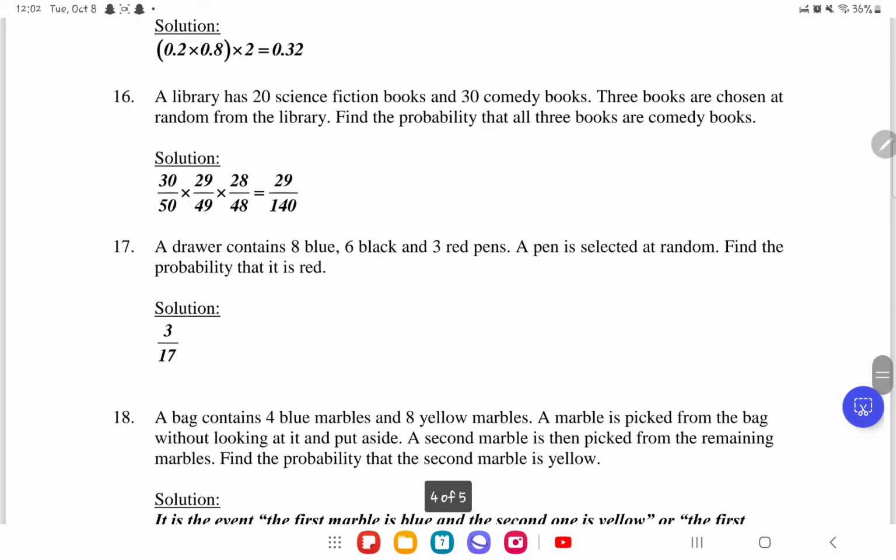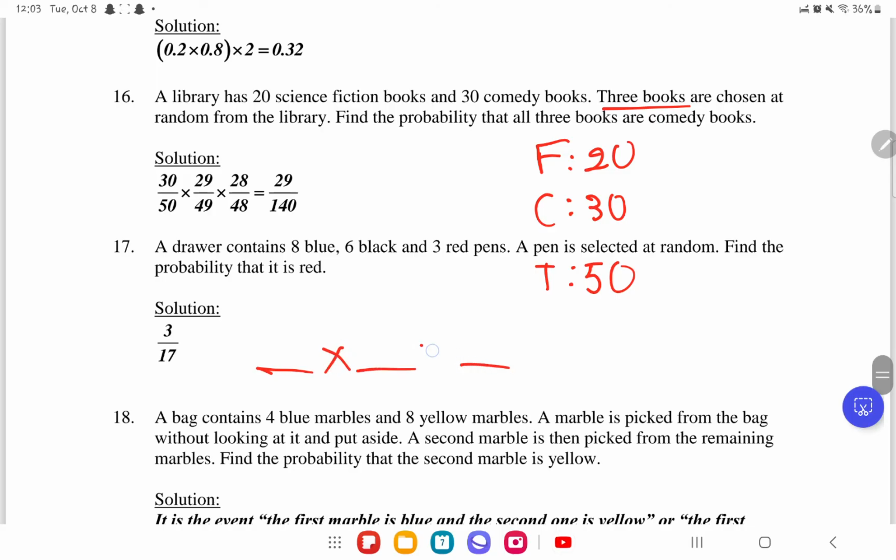Now, a library has 20 science books. So fiction, we will say 20. Comedy, 30. In total, there are 50 books. Now, 3 books are chosen, 1, 2, 3, at random from the library. And I am assuming they are not replaced.